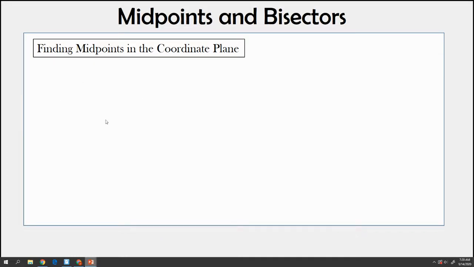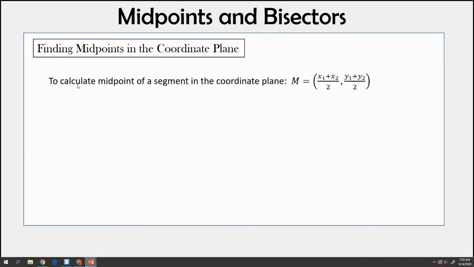All right, when we have to find a midpoint in the coordinate plane, it gets a little bit more complicated. To calculate the midpoint of a segment in the coordinate plane, it's really the same idea, but we've got to apply it to both of the variables. So we take the average of our x coordinates, x1 plus x2 divided by 2. That'll be my new x coordinate. And the average of the y's, y1 plus y2 divided by 2, that'll be my new y coordinate for the midpoint.